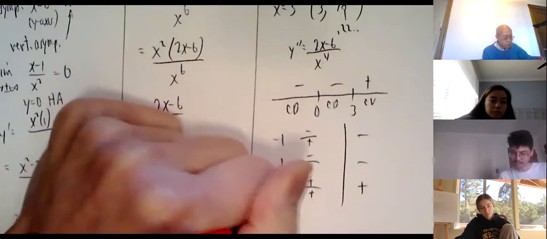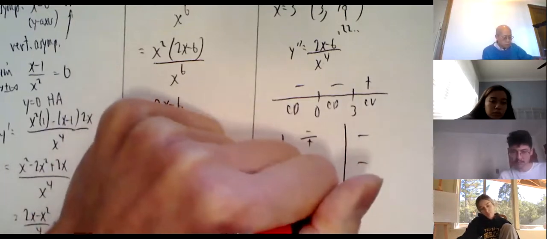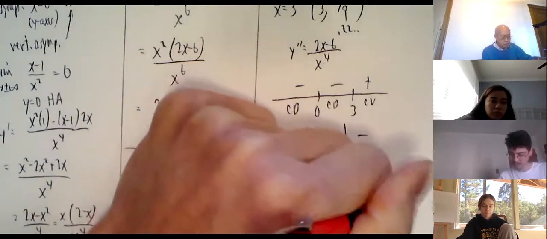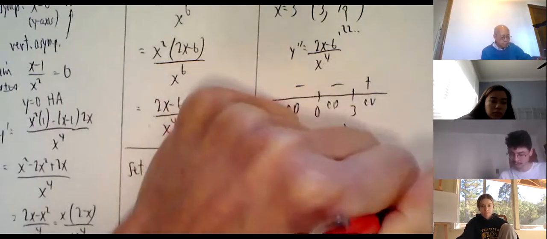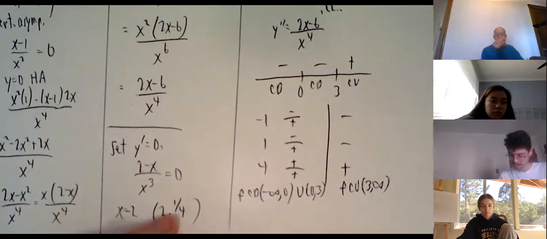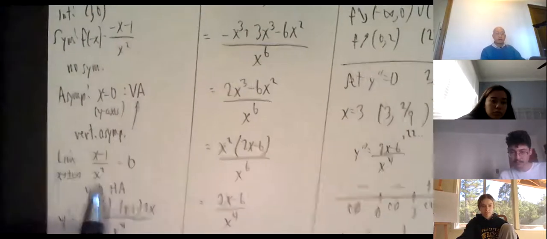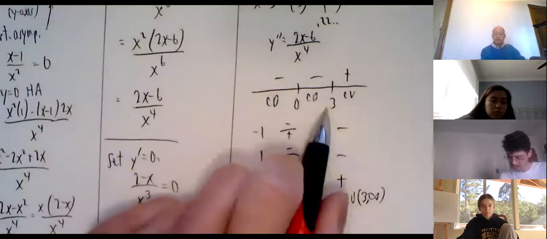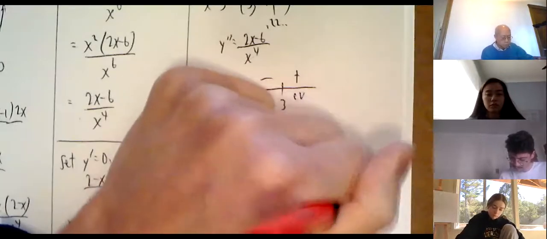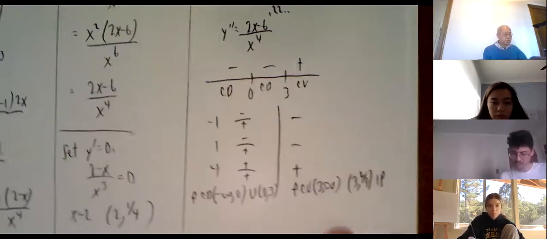So the function is concave down from negative infinity to 0, union 0 to 3. Function is concave up from 3 to infinity. Again, 0 doesn't qualify as any point because I don't have a point at 0. But I do have a change in concavity here. So (3, 2/9) is an inflection point.